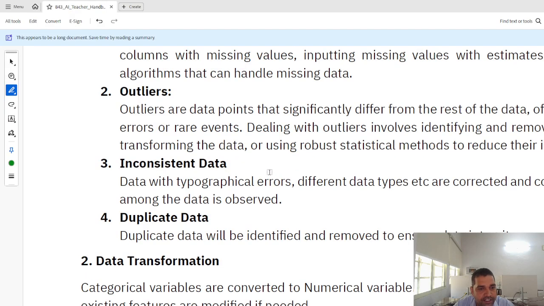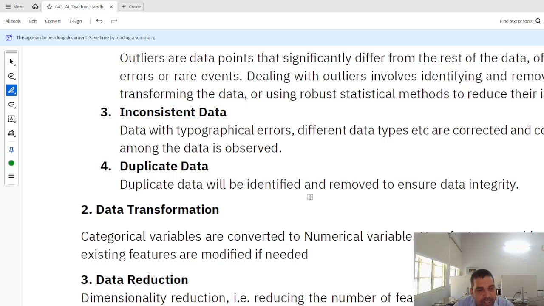Inconsistent data: data with typographical errors and different data types are corrected, and consistency among the data is ensured. Next, duplicate data. Duplicate data will be identified and removed to ensure data integrity.